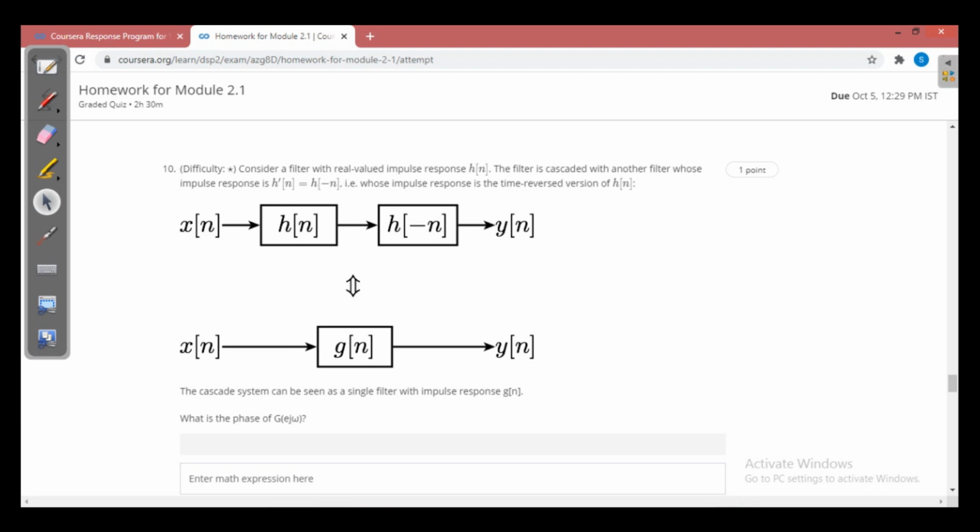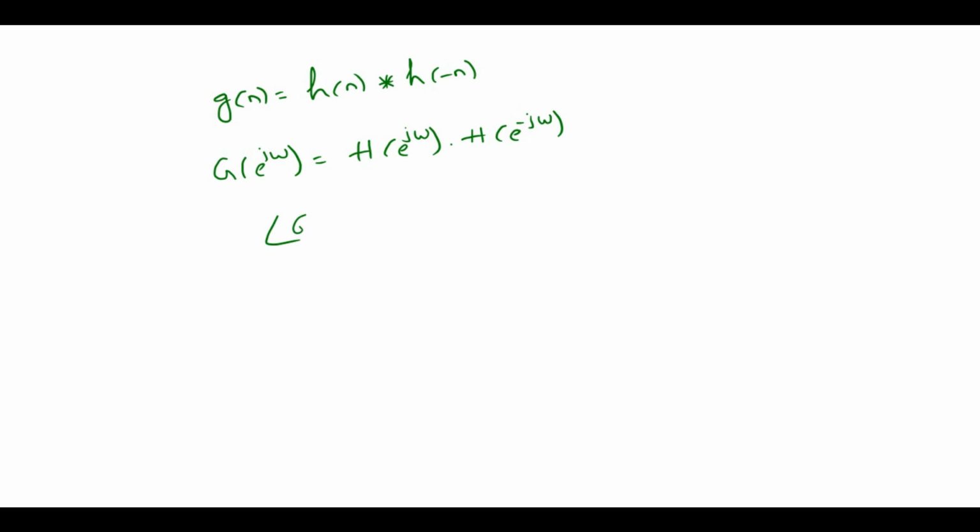Here, two systems are connected in cascade. One has impulse response h of n, the second is h of minus n. The overall impulse response is represented with g of n. They are asking what is the phase of this. Now see, when two systems are connected in cascade, the overall impulse response is a convolution between the two impulse responses. So in frequency response, G of e power j omega is nothing but H of e power j omega into H of e power minus j omega. So obviously the phase of G of e power j omega is the sum of these two phases. So it is 0.